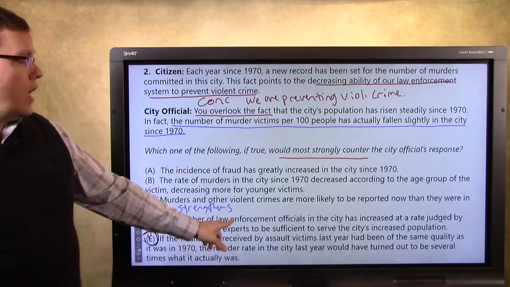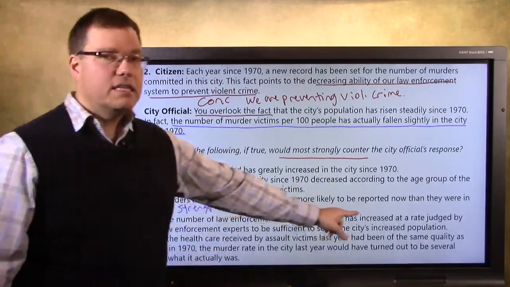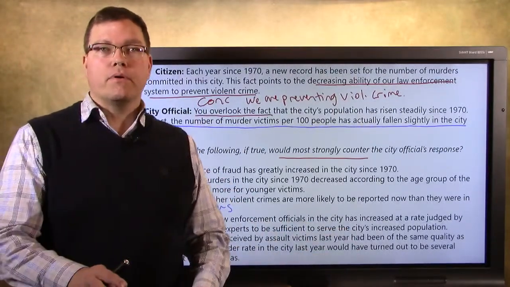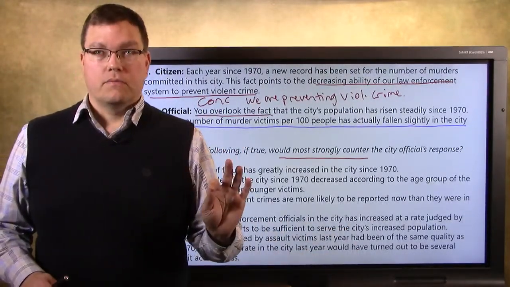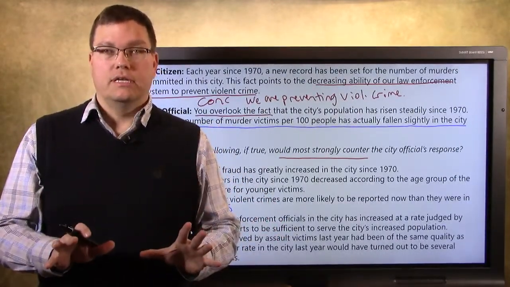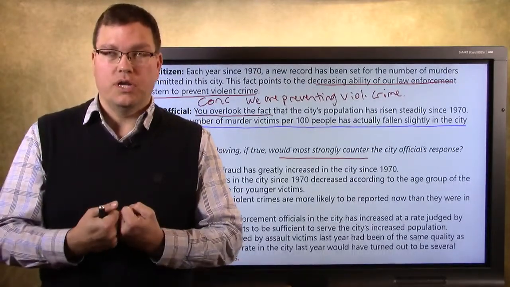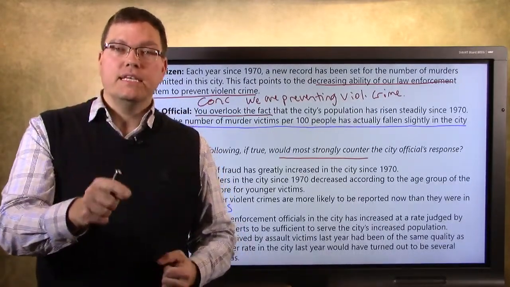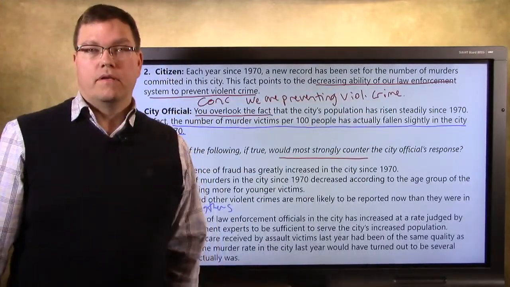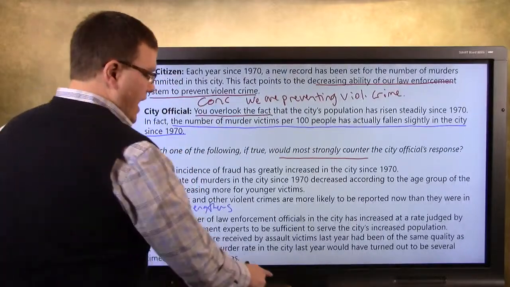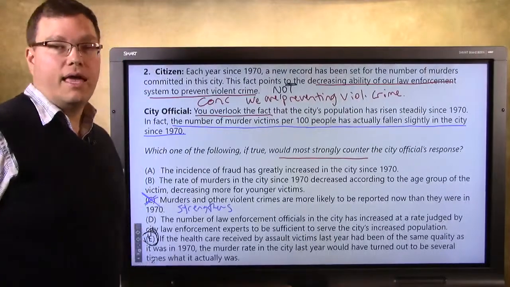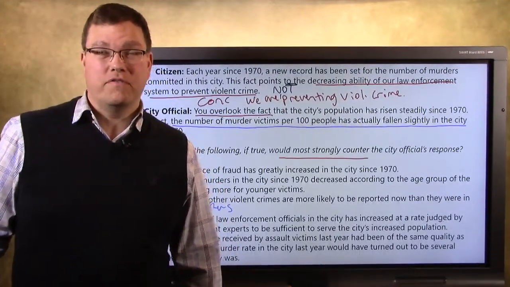The number of law enforcement officials in the city has increased at a rate judged by city law enforcement experts to be sufficient. Now remember, with a weaken question, cause and effect is amazing, but if you want to take weaken questions down to their very essence, here's what it is. You got to go for the opposite of their conclusion, okay? The conclusion is we are preventing violent crime. That's what you want to weaken. So you need to say they are not preventing violent crime, okay? Answer choice D doesn't tell you we're not preventing violent crime.